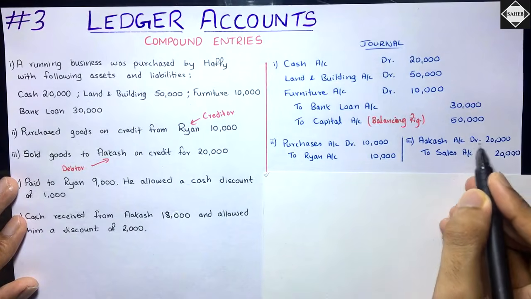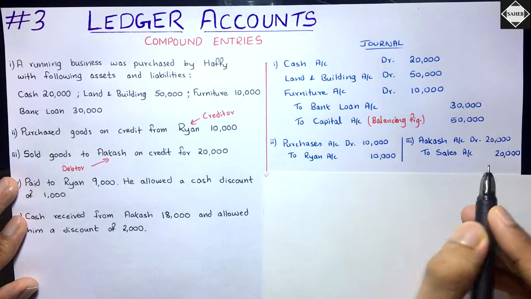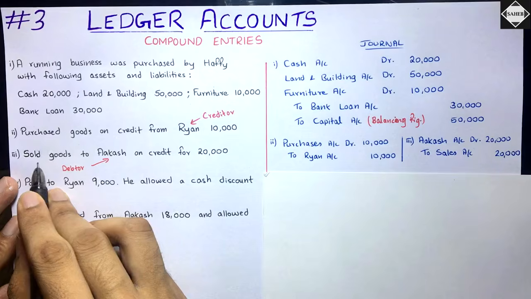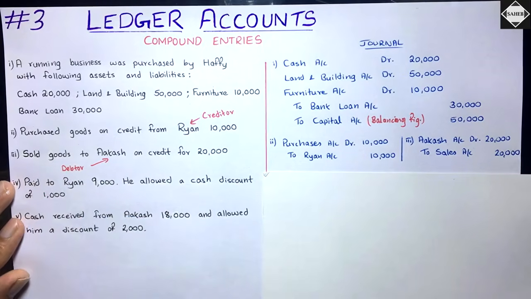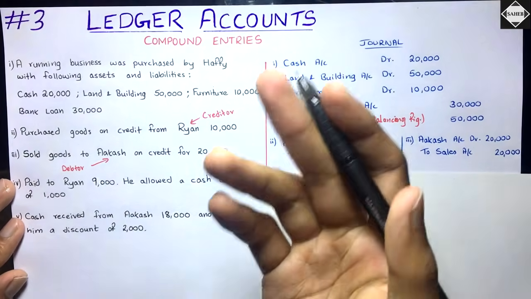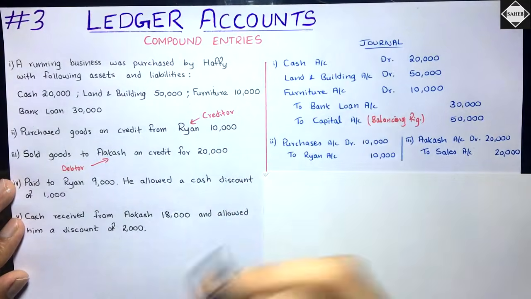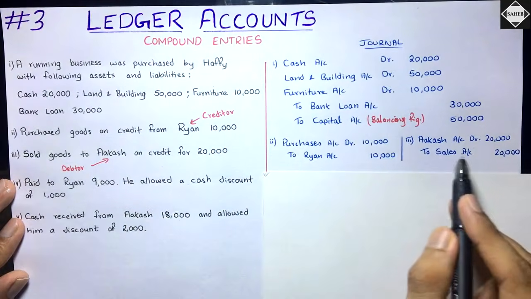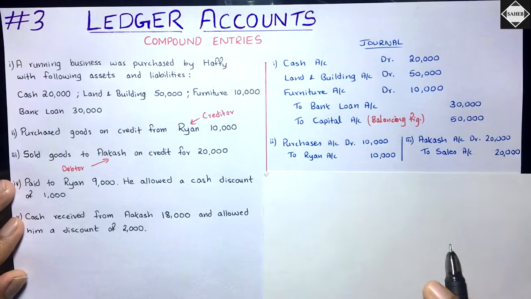So Akash account debit 20,000 you have to take, and then sales is what? Sold goods, right? Sales is revenue, it's income. So to record the income, what you have to do? You have to credit it, isn't it? Sales have credit balance. To increase them, you have to credit that. So Akash account debit to sales account 20,000. Simple. You know that.